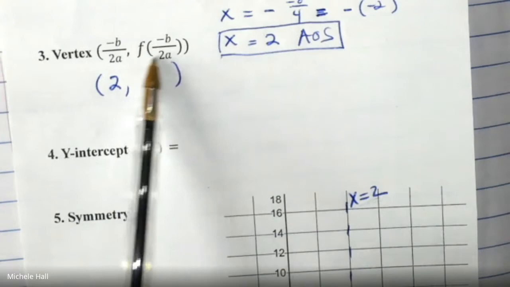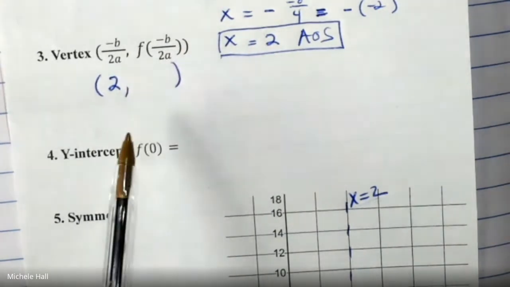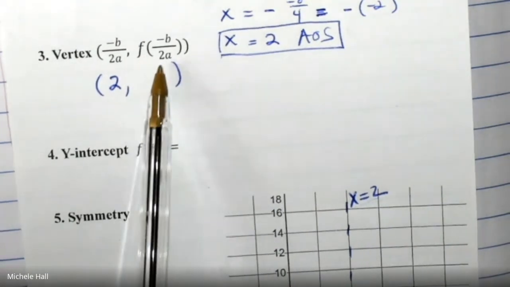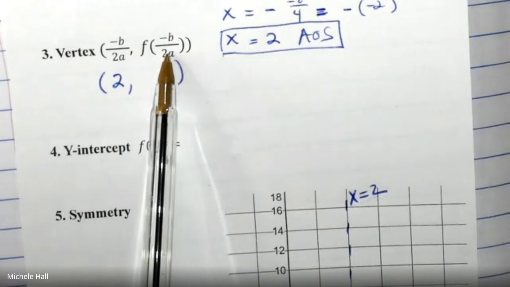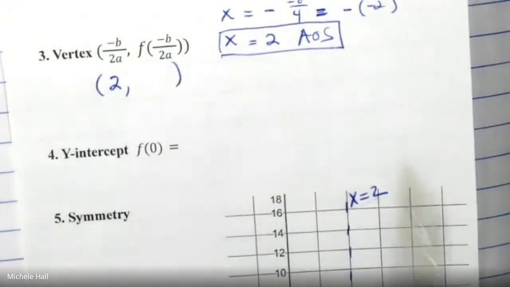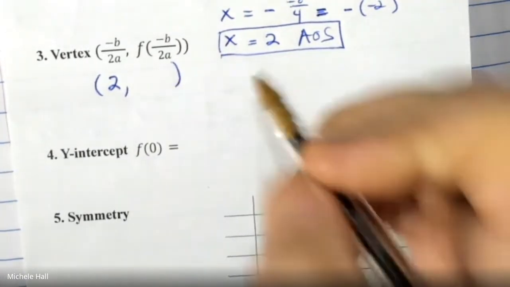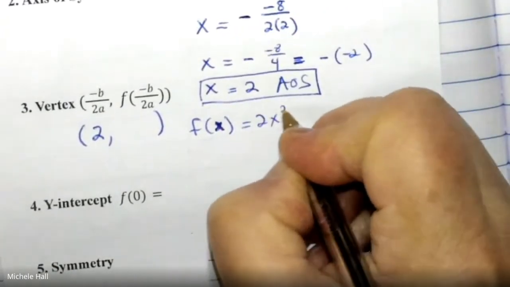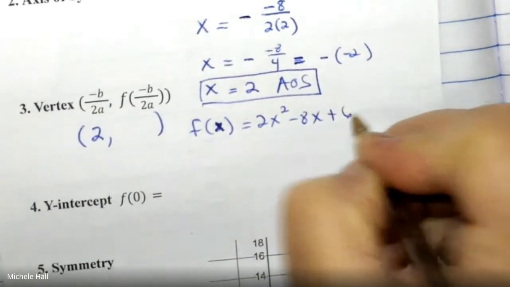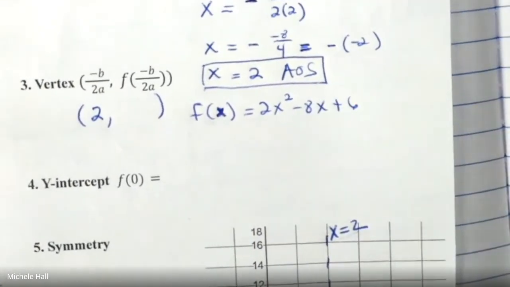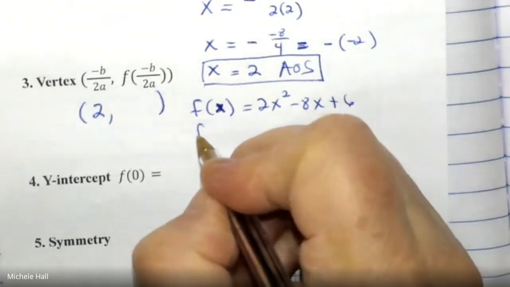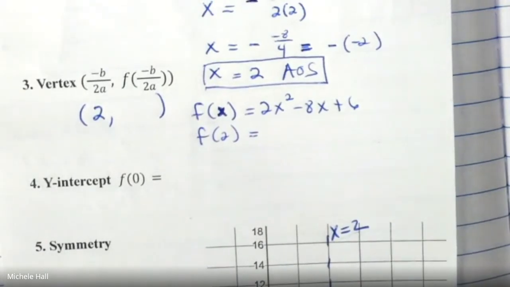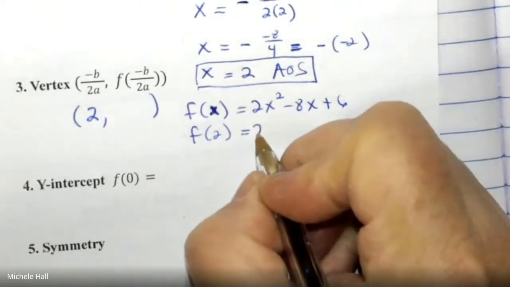What do you think this next notation is trying to tell you? Exactly. I have a function, which is the one we're working with. If I substitute my negative b over 2a into the function, it's going to tell me what the y value is. So that's what we're going to do: f of 2. f of x is 2x squared minus 8x plus 6. That's the function. And I'm going to substitute in 2 for my x. When I substitute in 2, it's going to tell me what the y value is.